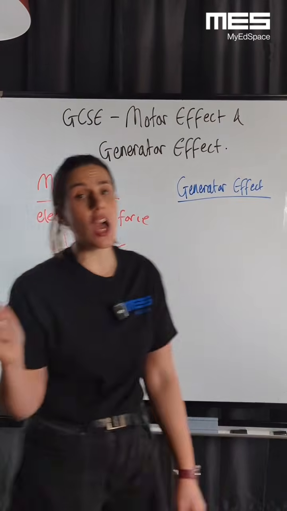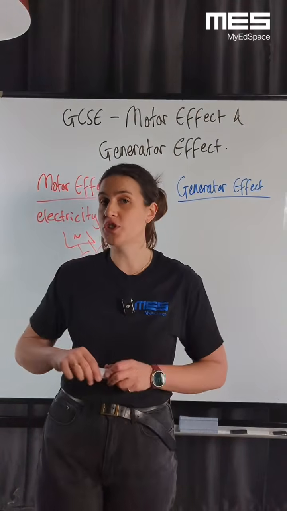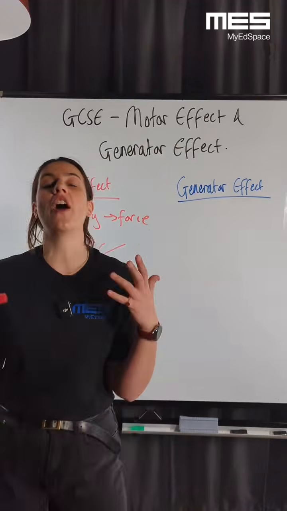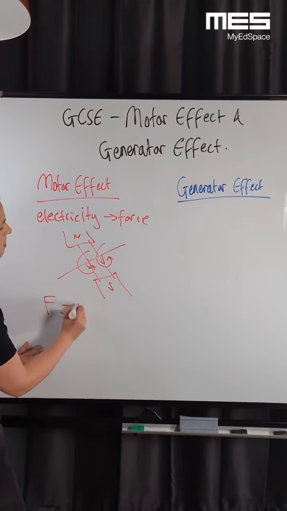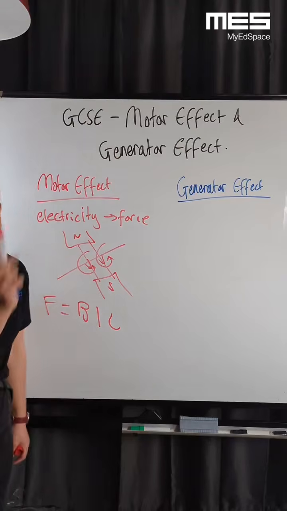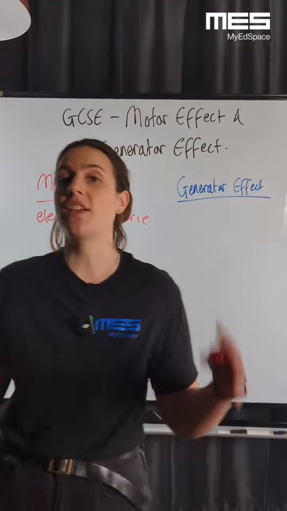Now, if you're doing higher tier, you'll learn that we can work out the direction of the force on this wire using Fleming's left-hand rule. You'll also know that we can find the size of the force on this wire using F is equal to B I L. But all the motor effect is, is just the interaction between two magnetic fields.